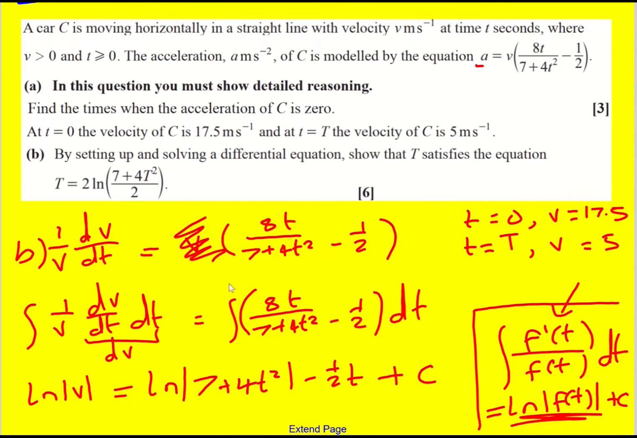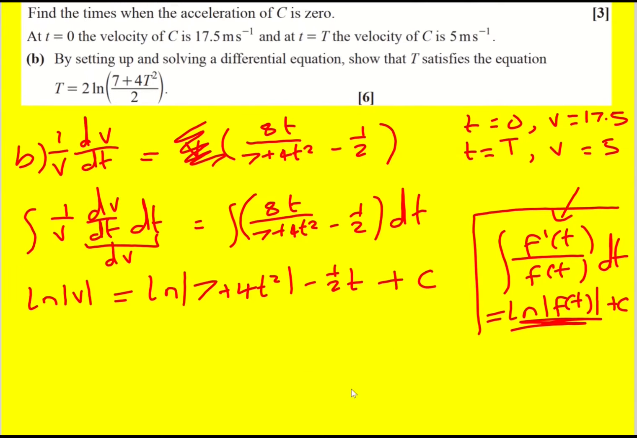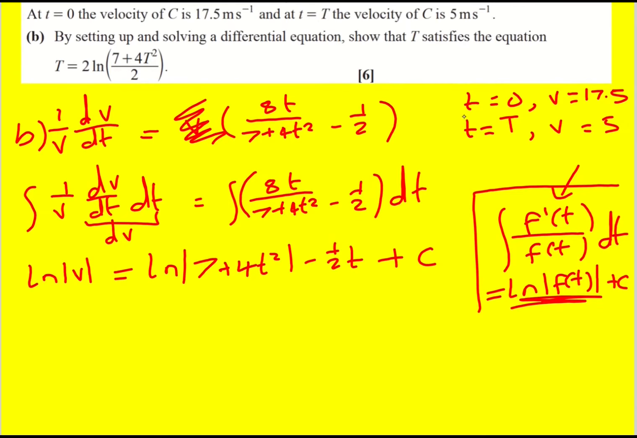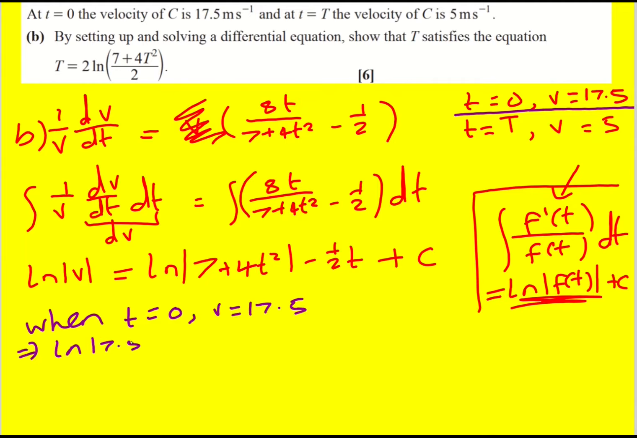Now I'm going to sub in some of these conditions. We want to work out c first of all, so sub in this one. When t equals 0, v equals 17.5. This implies ln 17.5 is going to equal ln 7 plus c, which means c is going to be ln 17.5 minus ln 7. That's just ln of 17.5 over 7.